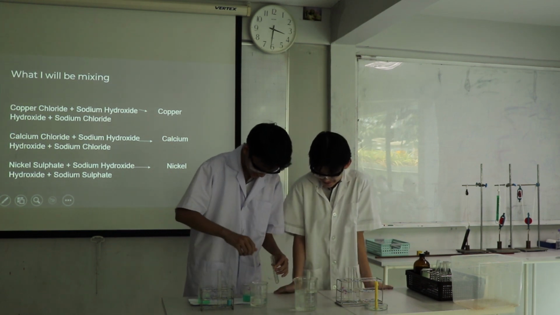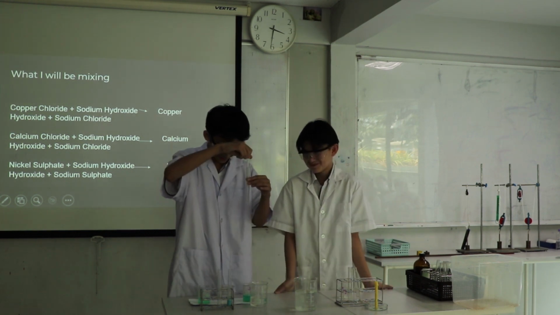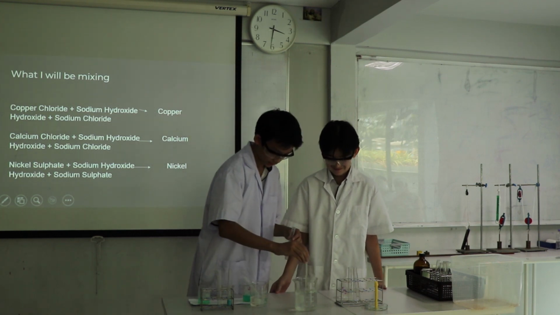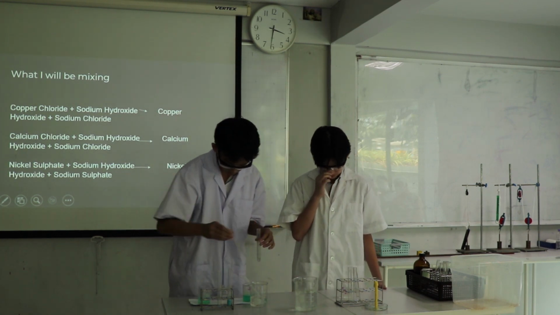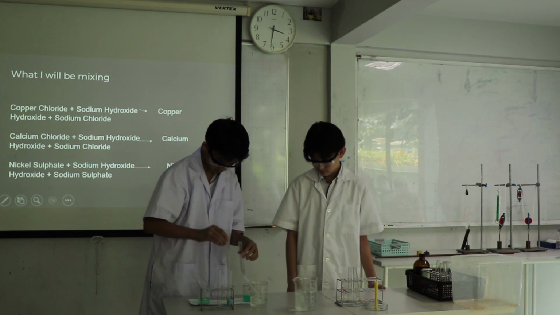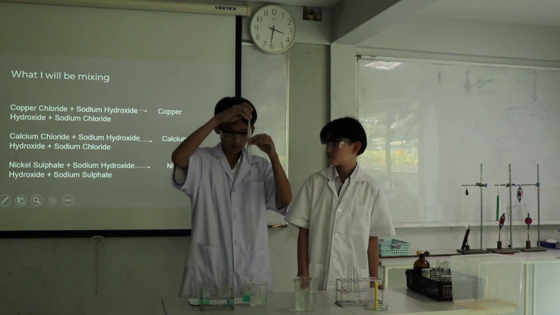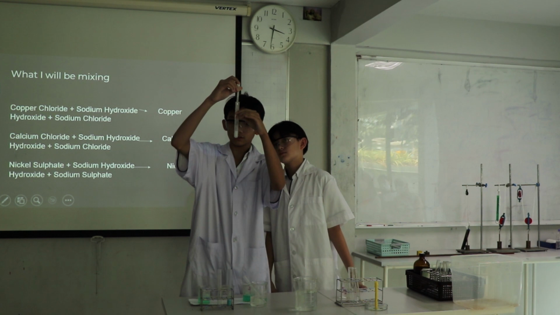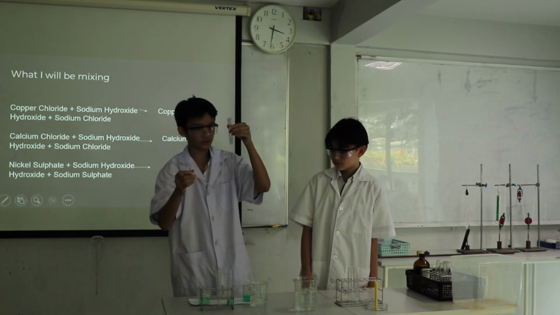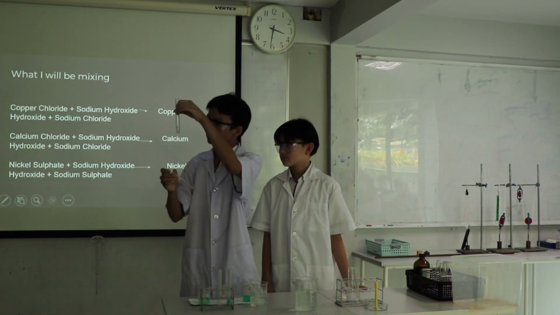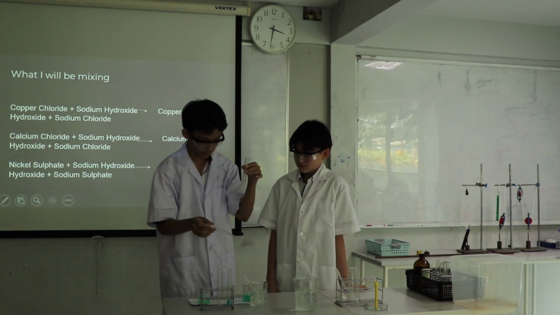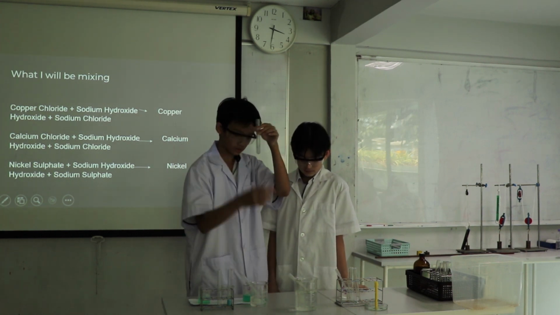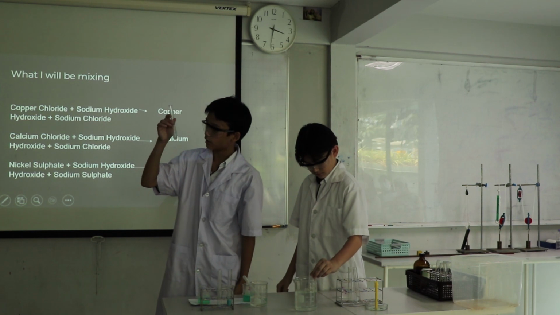The second one, it's sodium hydroxide again. This time we're going to be adding calcium chloride. This makes a milky white solution, as you can see, but I'm not sure if you can see, but there's also a solid in there. The solid in here is calcium hydroxide.